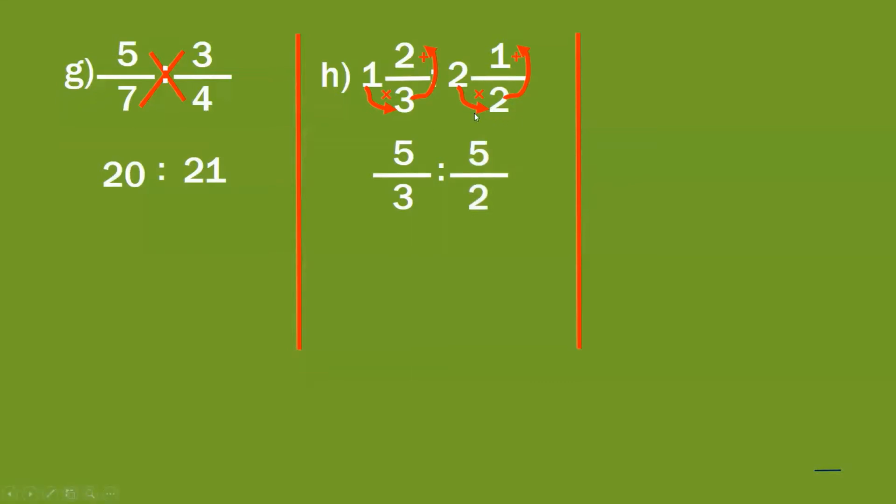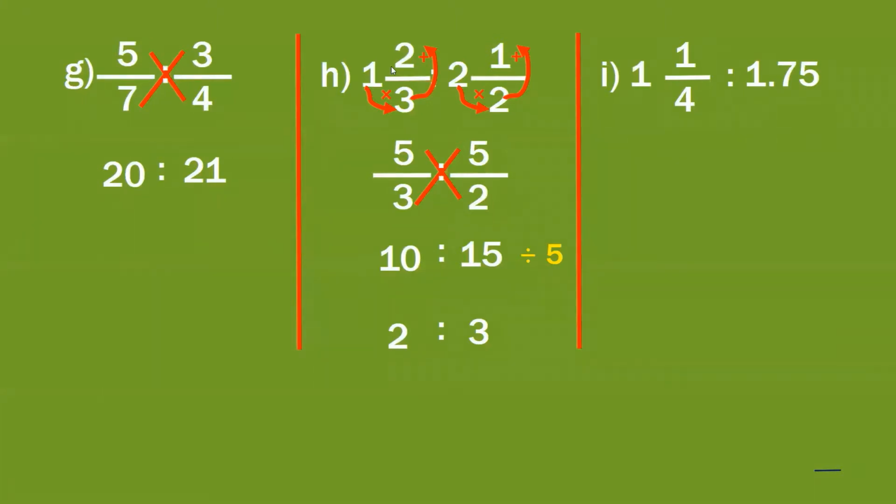And then crisscross. Now we have two fractions, so we can crisscross. 5 times 2 equals 10, and 5 times 3 equals 15. Now we have two whole numbers, 10 and 15. Let's simplify. 10 and 15 can be divided by what? Both of them can be divided by 5. 10 divided by 5 equals 2, and 15 divided by 5 equals 3. So this is the simplest form, 2 to 3.